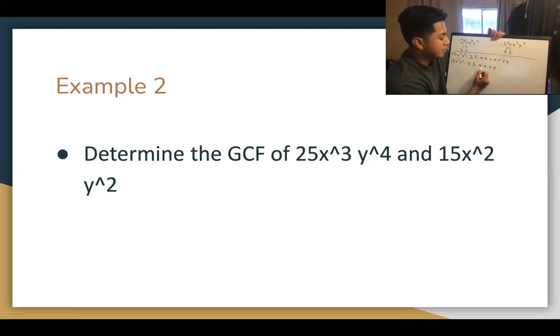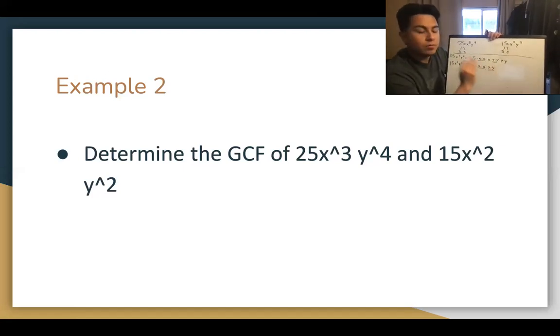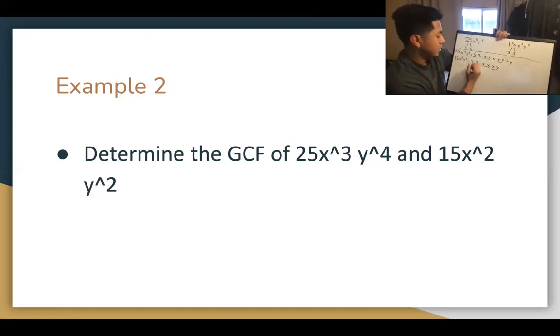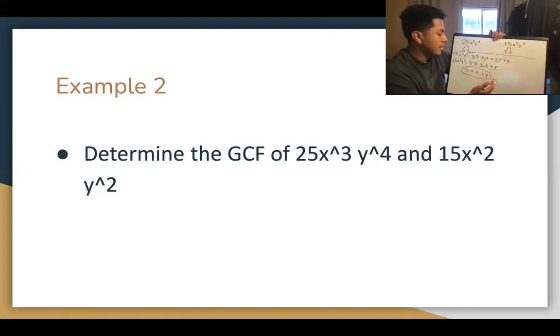And then let's look at the variables x and y. We can see that they both have two x's and they both have two y's. Anything else that isn't underlined, we just don't even look at it. So now we just focus on whatever is underlined, which is 5 times x times x times y times y. This right here is what we find in common with both of these numbers, the greatest common factor.